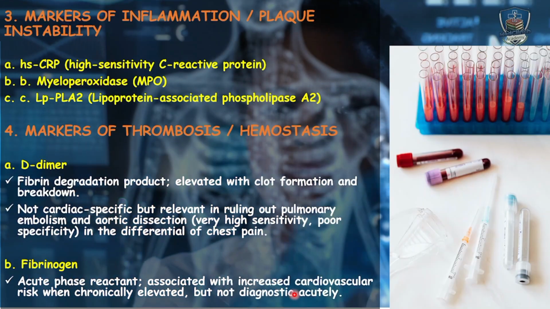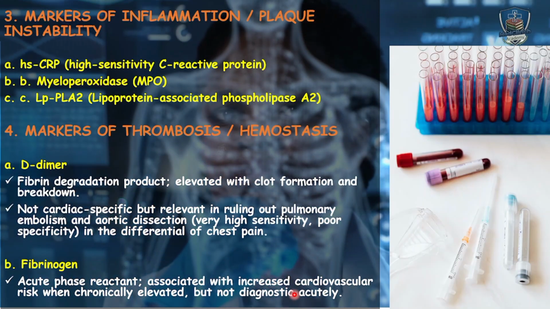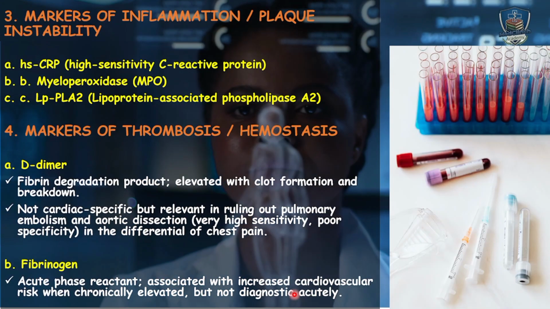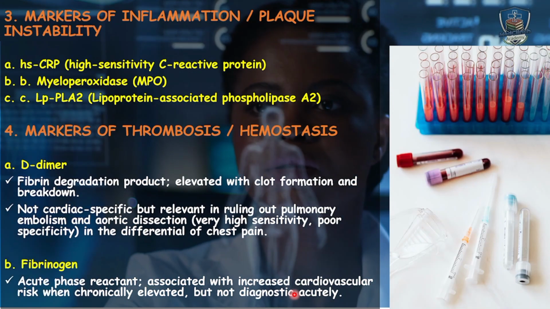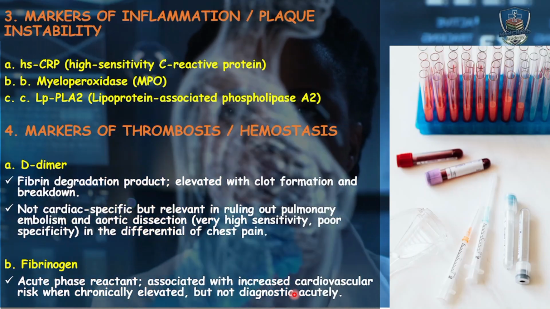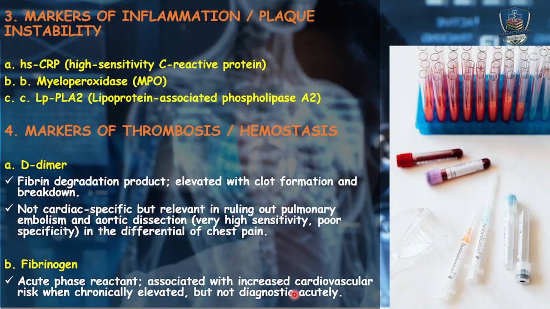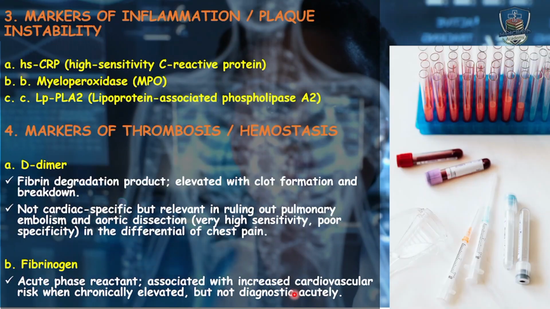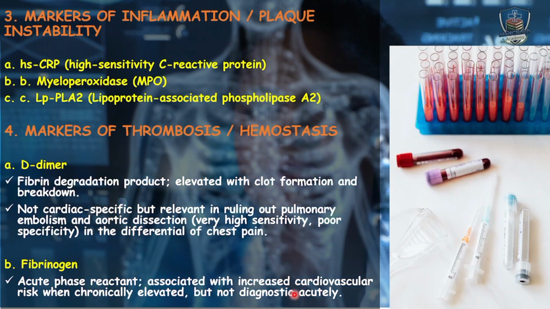Another thing you have to know is that the gold standard is troponin. The earliest biomarker to rise is myoglobin. And the one that can be used for re-infarction is Creatine Kinase-MB. Those are the three points that you have to know when it comes to this topic.